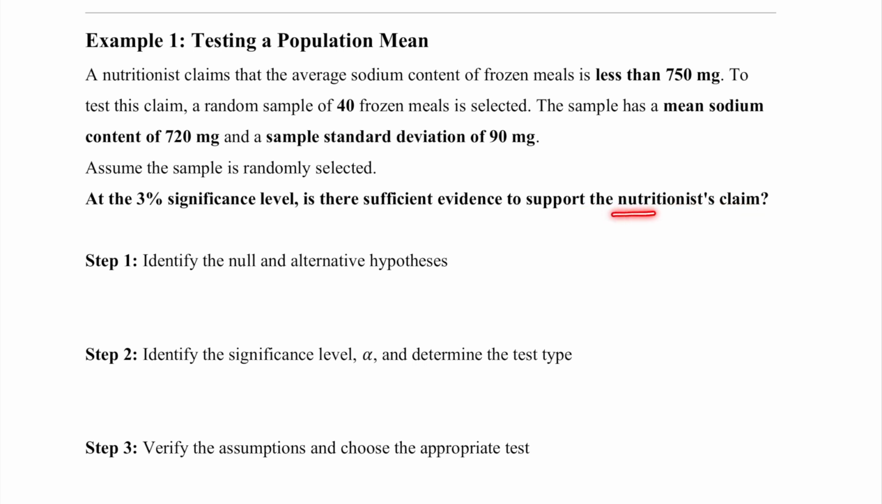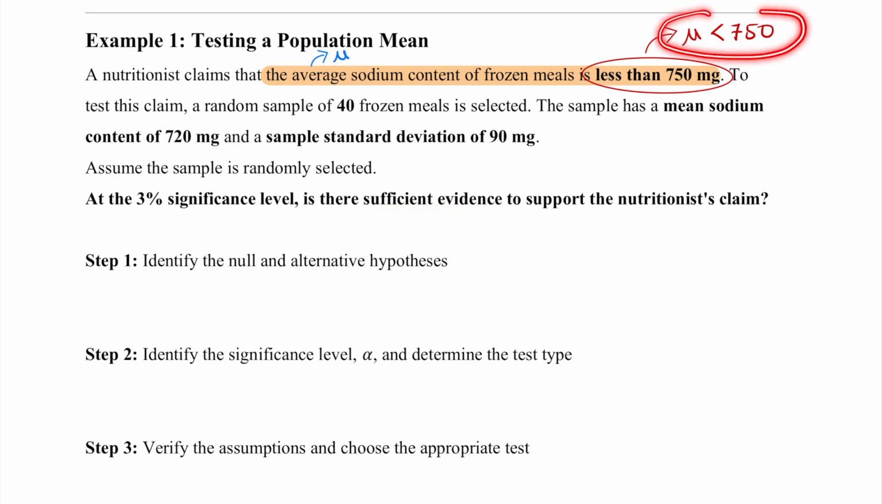So, what is the nutritionist claim? Their claim is that the average sodium content of frozen meals is less than 750 milligrams. We're working with the average, which is the population mean, which is mu. And the phrase less than 750 means our original claim is mu less than 750. So I want to test to see if there's good enough evidence to support the claim that the mean is less than 750.